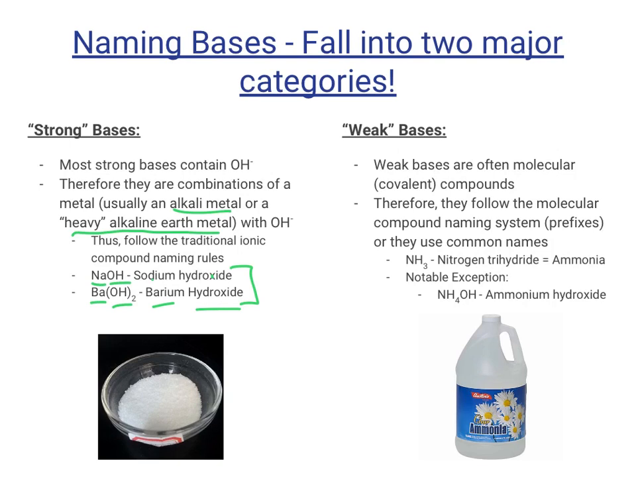Weak bases are often going to be covalent compounds that accept hydrogens. Therefore, we either call them by their molecular compound name, like NH3, nitrogen trihydride, but we also sometimes call them by their common names, such as ammonia. And I put here a notable exception. This is a notable exception because this is a weak base, and you'll notice it's all nonmetals, so it does kind of feel like a covalent compound, but it is named as ammonium hydroxide.